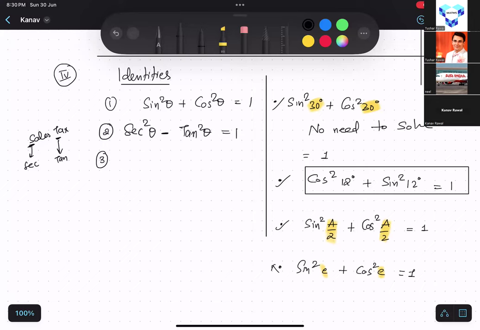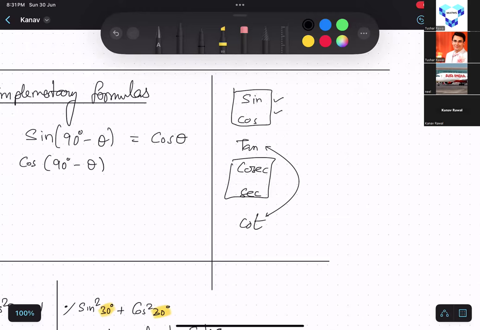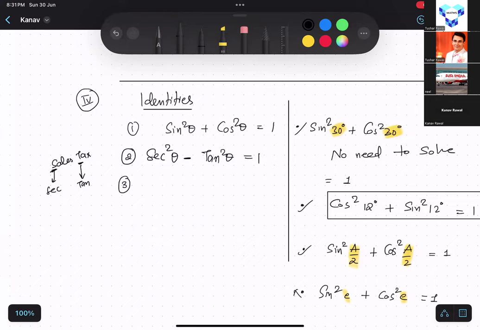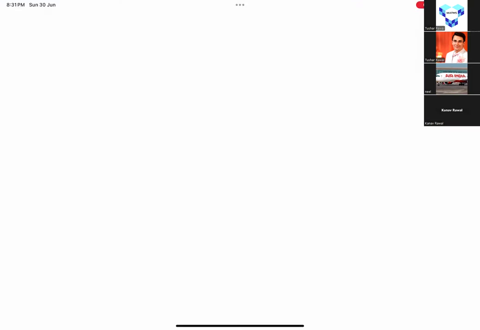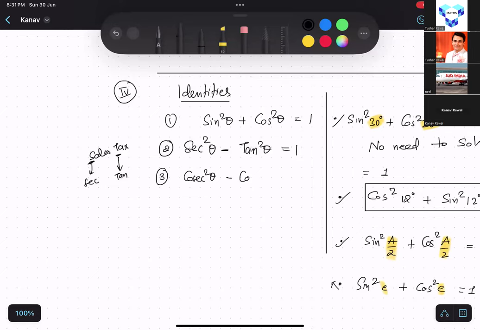Now, third identity. Which two ratios are remaining? We have done sine and cos, we have done sec and tan. Cosec and cot. Now, in cosec and cot, which has more words? Cosec. So in cosec and cot, cosec is bigger in terms of words, so I will be subtracting: cosec minus cot. Cosec square theta minus cot square theta equals to 1. This is just a way to remember the formula.